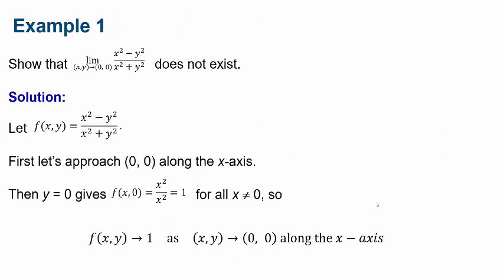All right, when you do that, y is equal to 0. So what you're going to do is plug that in, and look and see what the value of f of x comma 0 is. Well, if you do that, you end up just getting x squared divided by x squared, which is equal to 1. Okay? So this is for all x not equal 0. So what we're seeing here is that the function f of x, y goes to 1 as x and y goes to 0 and 0 along the x-axis.